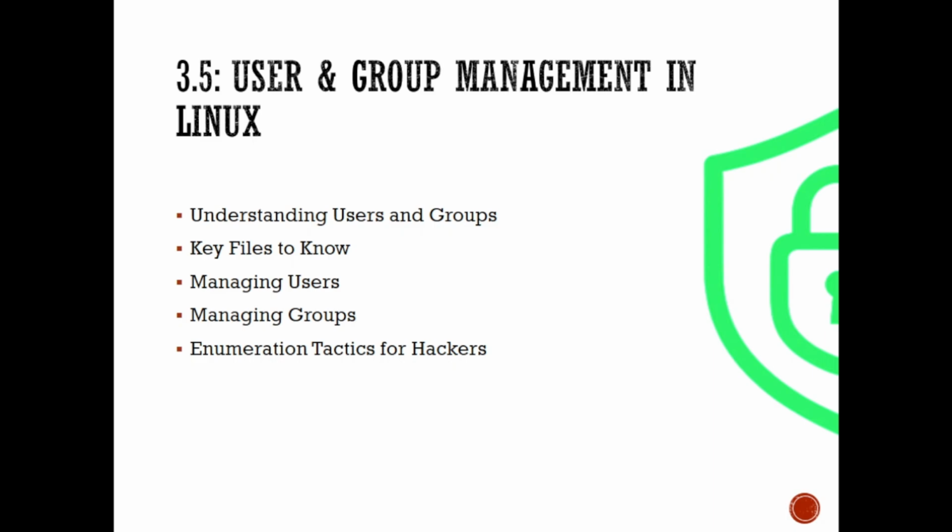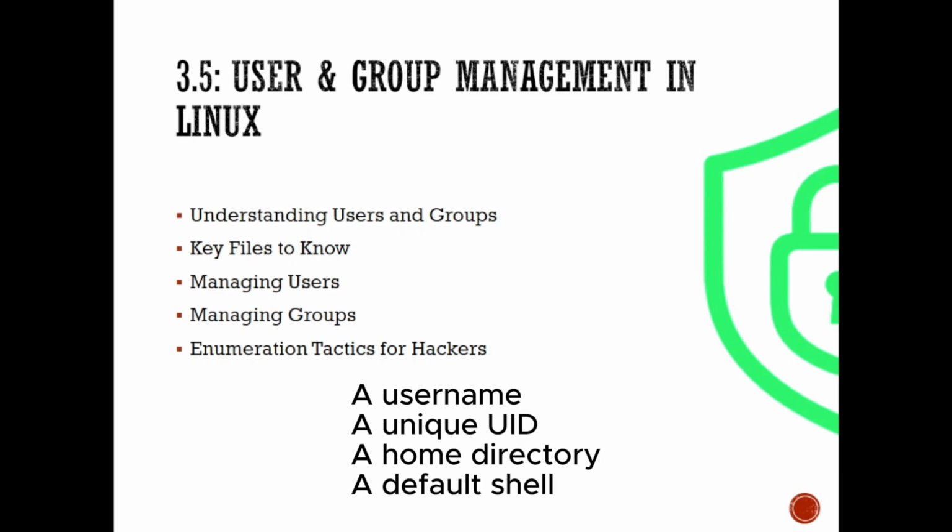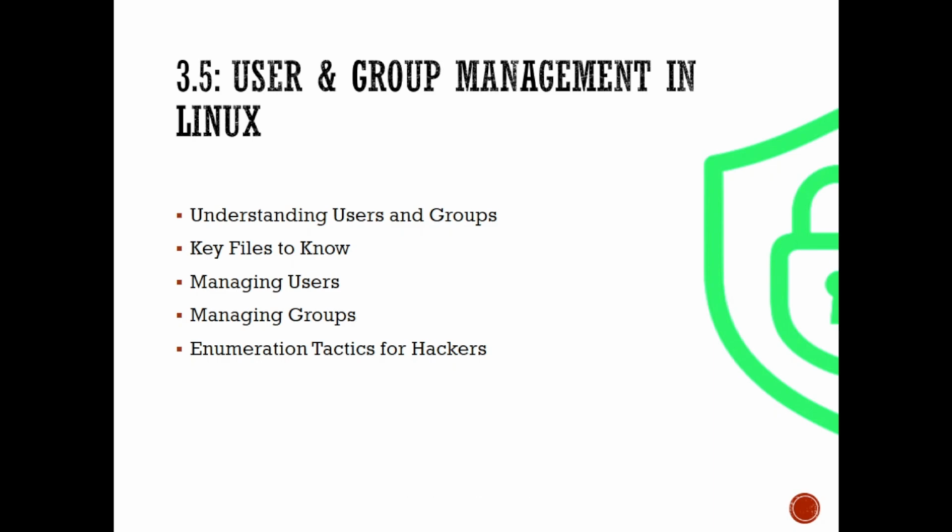Section 1. Understanding users and groups. In Linux, everything is user-based. Even services run as specific users. So here's what you need to know. Each user has a username, a unique UID, a home directory, a default shell. Groups are collections of users that share permissions.